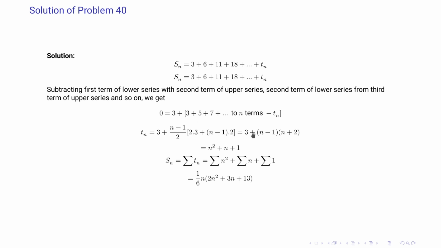We get this as (n minus 1) into (n plus 2) plus 3, which gives us n square plus n plus 1. We apply the sigma operator over all this to get the final result as 1 by 6 into n into (2n square plus 3n plus 13). So with this, we come to the end of summation of series, problem 40.